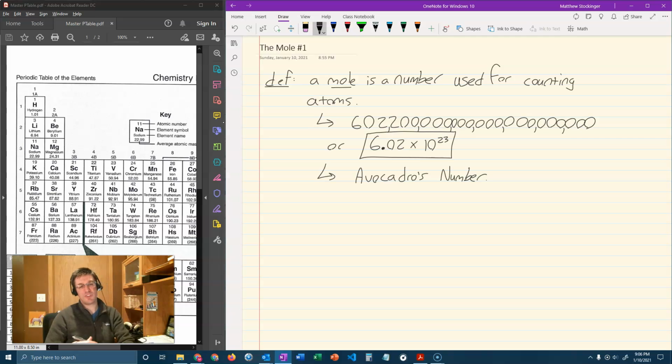Now, my lucky number is 8. So just so you know, Stockinger's number is 8, and it is known worldwide as Stockinger's number because that's how famous I am. Now, back to Avogadro's number.